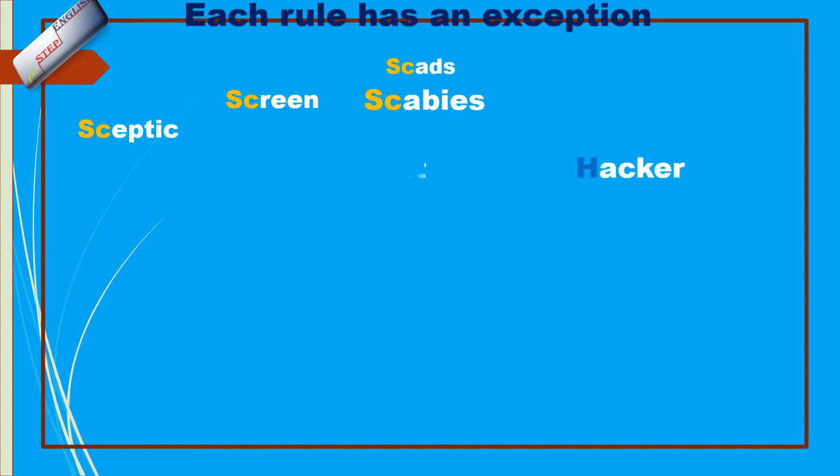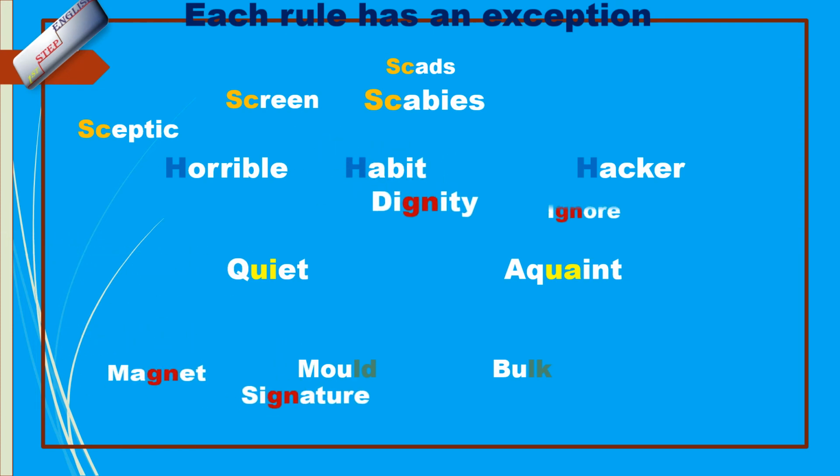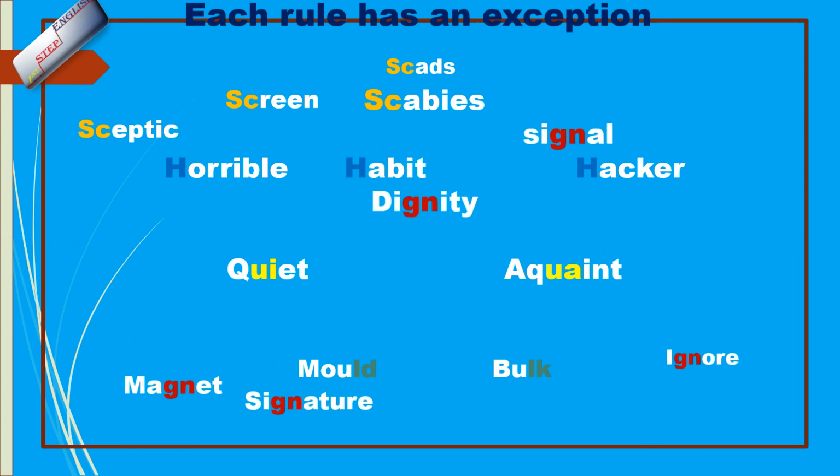We say horrible, habit, and hacker, though H is silent before a vowel at an initial position. We say quiet and acquaint, though U is silent after the Q. We say mold and bulk, though L is silent before the stops D and K. The most amazing of all is that we say dignity, magnet, signature, ignore, and signal when the cluster GN is squeezed between two vowels, though G is silent before N.